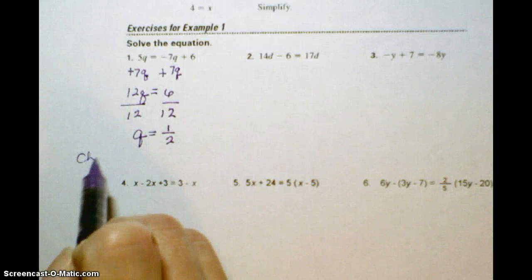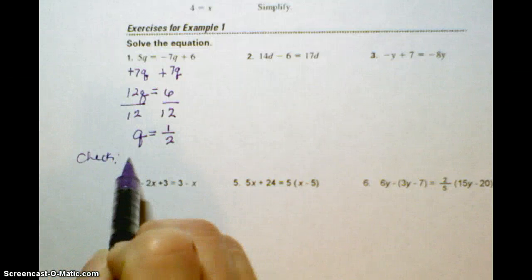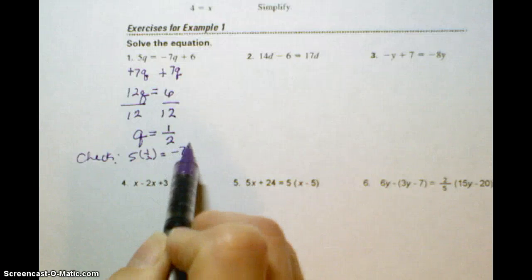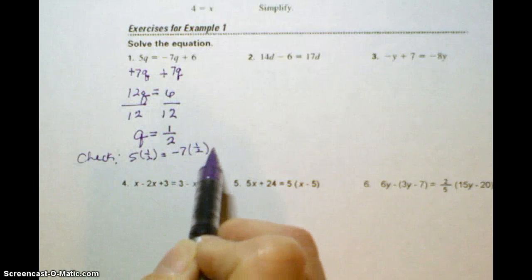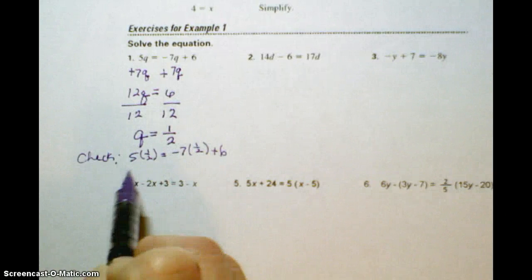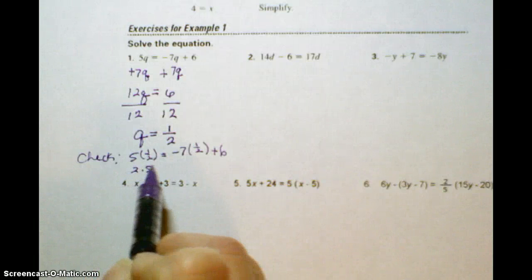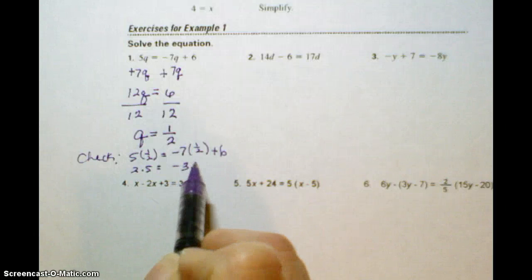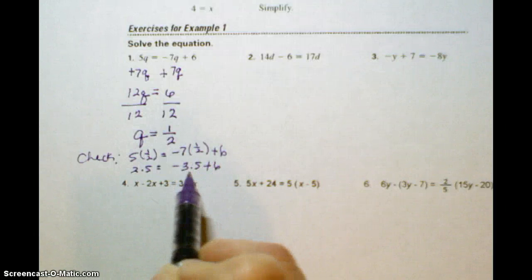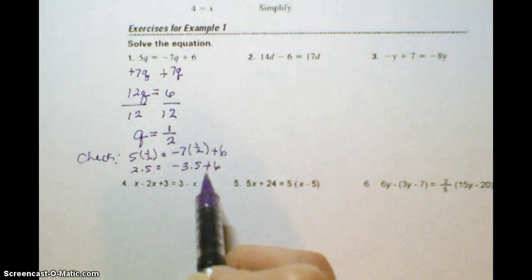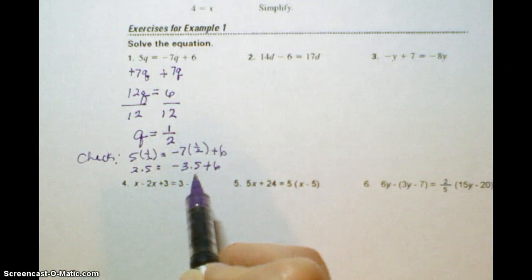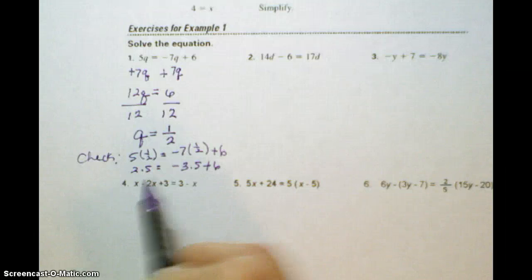I'm going to substitute the 1/2 for q on both sides of the equation and see if it makes sense. Half of 5 is 2.5, and half of 7 is 3.5, but that's negative. And negative 3.5 plus 6. Think if you have $6 and you take away $3.50, you would have $2.50 left. So this checks.